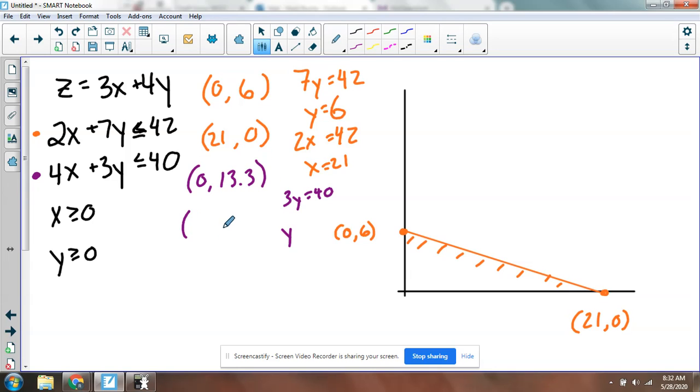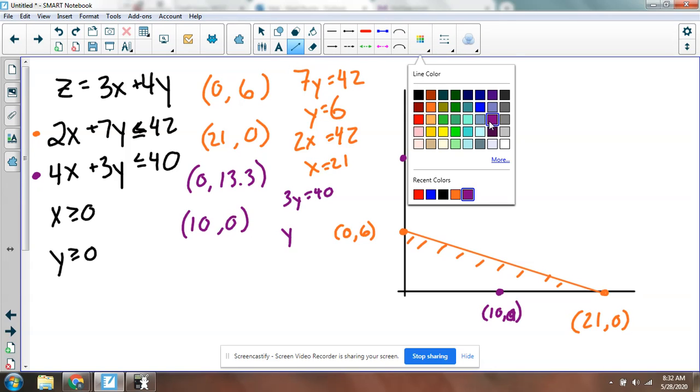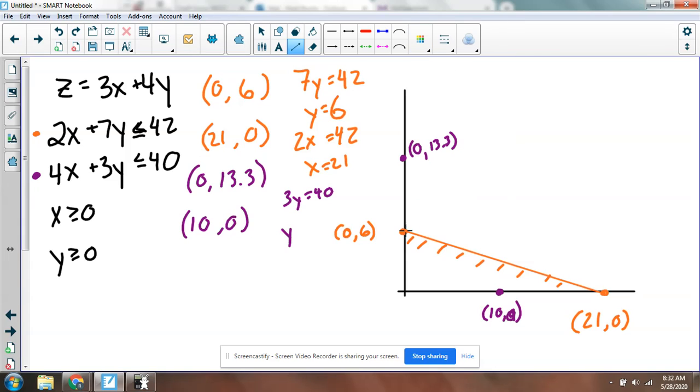Okay, and then I'm going to let y be 0. I get 4x equals 40 or x equals 10. So then I have the point (10, 0), a little less than halfway here. And 13 would be a little higher than double that. This would be (0, 13.3). Again, we're going to connect those with a solid line because it's less than or equal to.